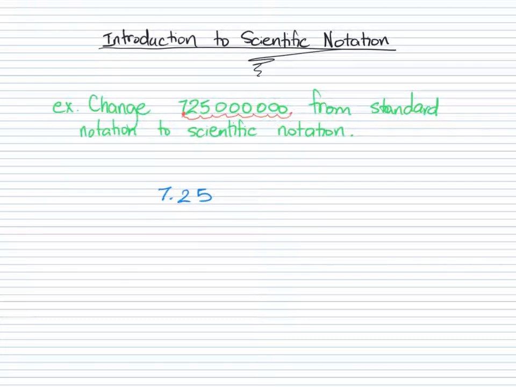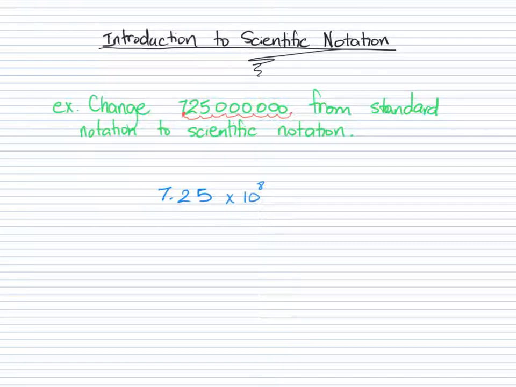In order to fix that problem, we have to multiply the number that we created by a power of 10. And since we moved the decimal point over 8 times, we're going to multiply it by 10 to the power of 8. So that's how you change a number from standard notation to scientific notation.